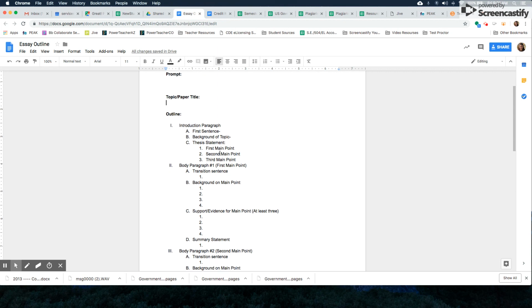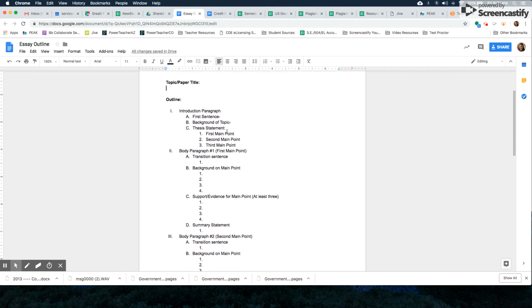The thesis statement is an answer to the prompt. It is a 1-sentence answer to the prompt. And in that 1 sentence, as you're getting used to writing thesis statements, you're going to want to give 3 reasons or 3 claims that you are going to explore in the essay that support your answer to the prompt.